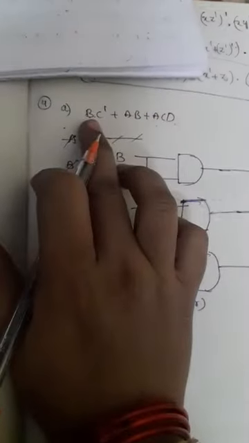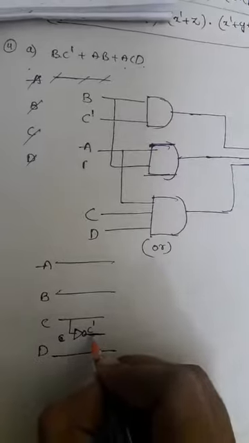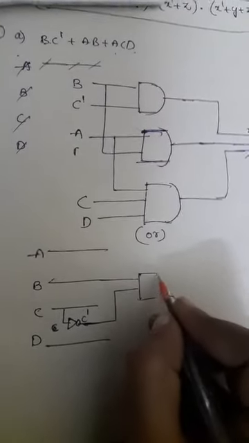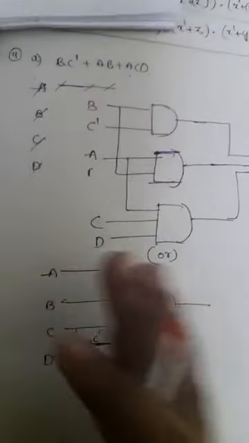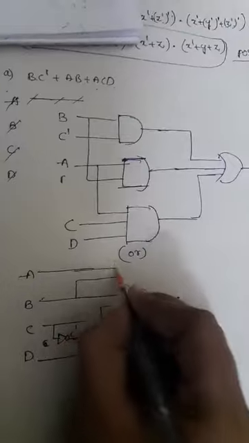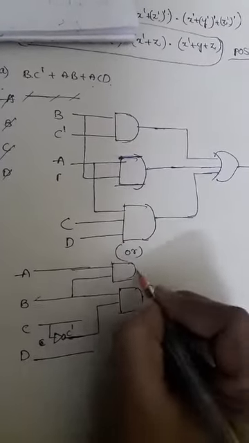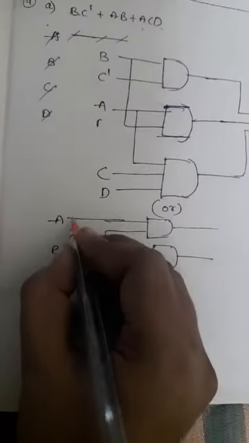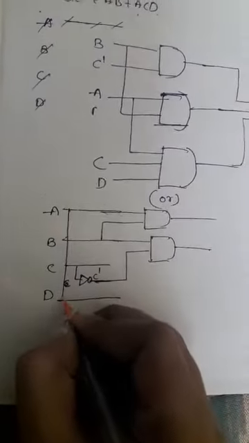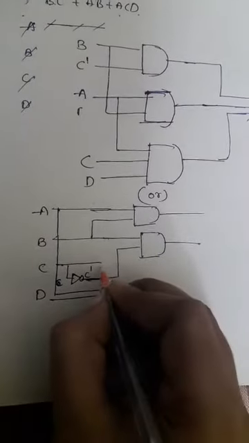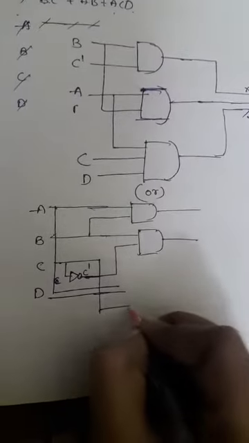Okay, so now draw the logic diagram. The first one is B and C complement. B and C complement will have the AND gate, that is one part. And AB, so directly I am taking B from here. And the next one is ACD. So A, D, and one more is C we are having, right? So I am taking C from here.